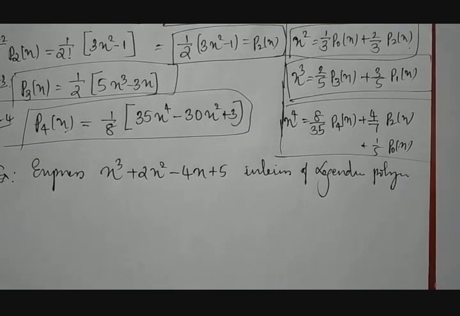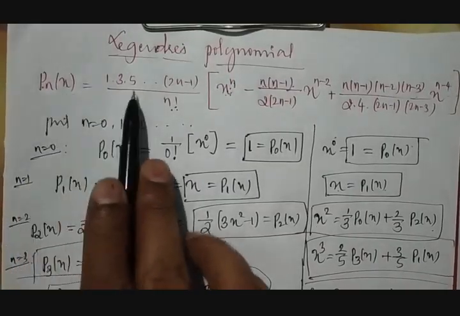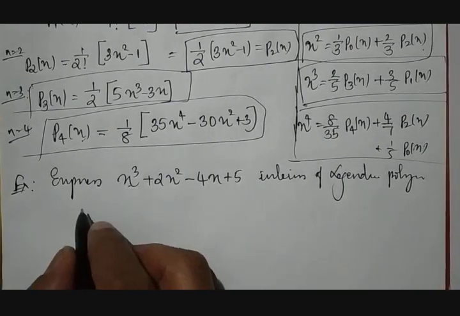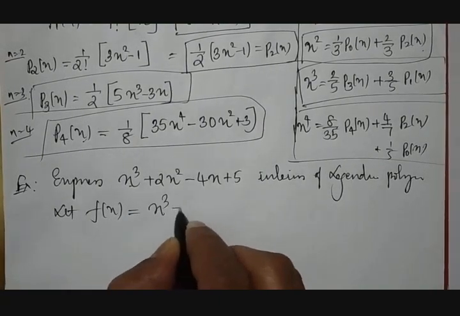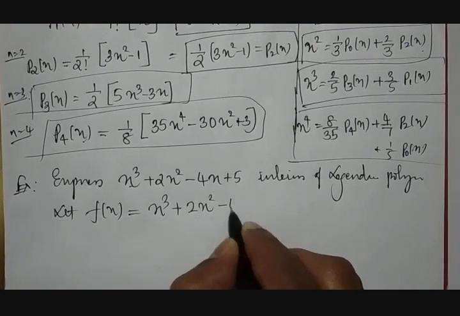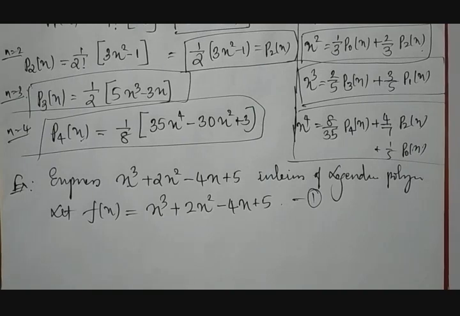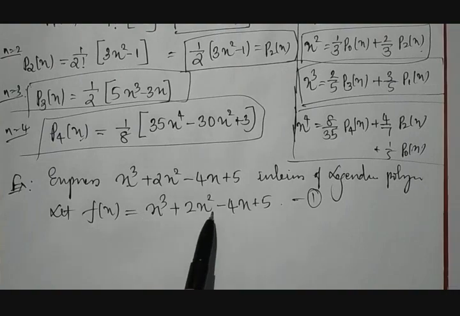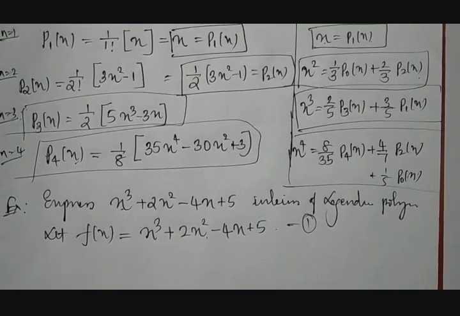In this example, how to express this in terms of Legendre polynomial, because Legendre polynomial comes in terms of Pn of x. So for that, what to do? Very first, I'll be considering this as f of x. So let us take it as f of x is equal to x cube plus 2x square minus 4x plus 5. Okay, we call it equation number 1. But here already we got a few results for x square, x cube, for x and x raised to 0, everything you can see here. So these values can be substituted.